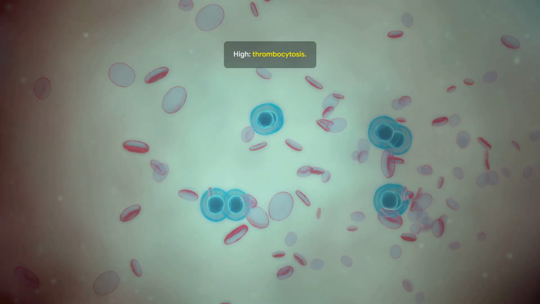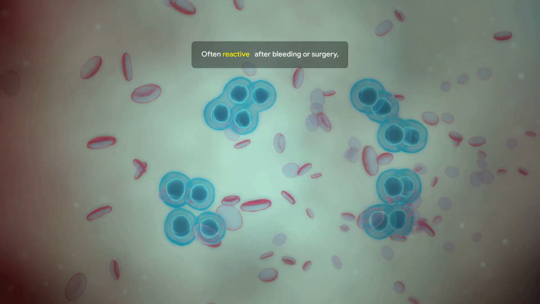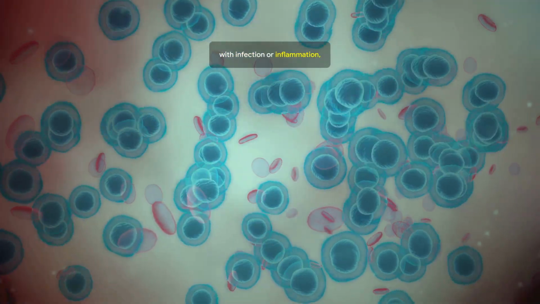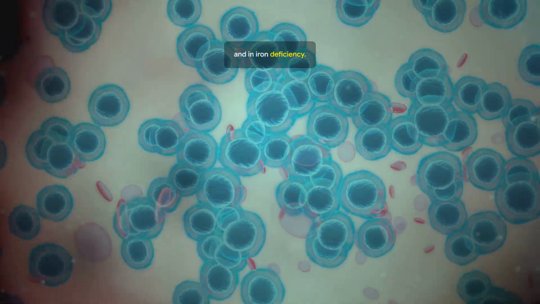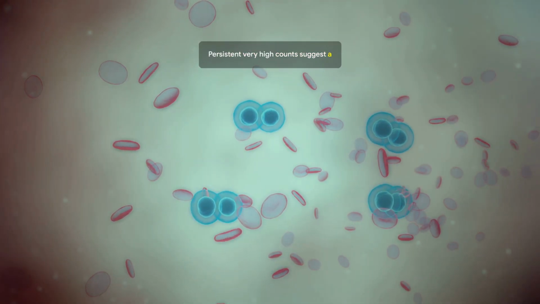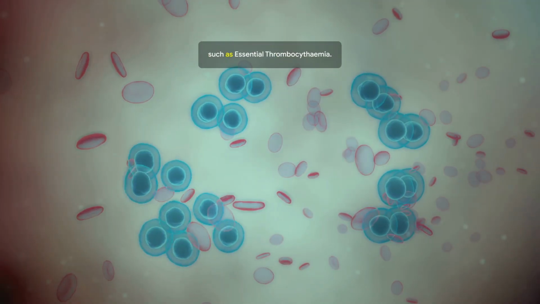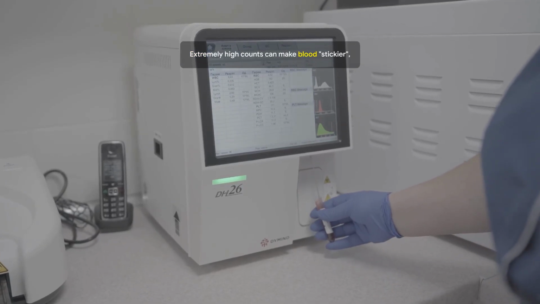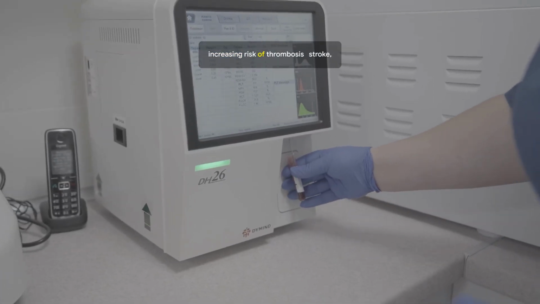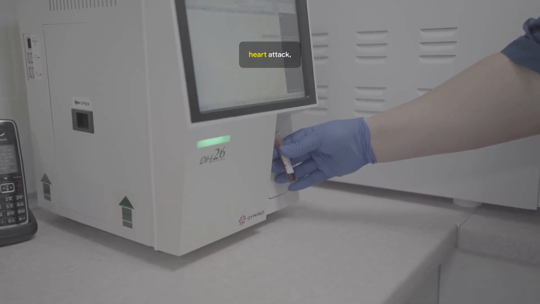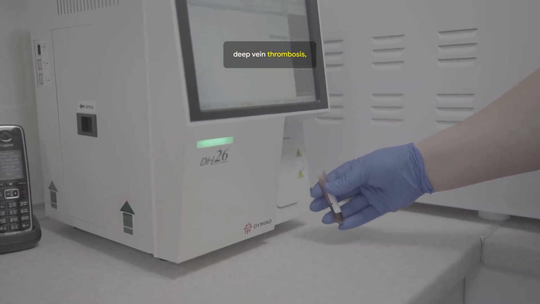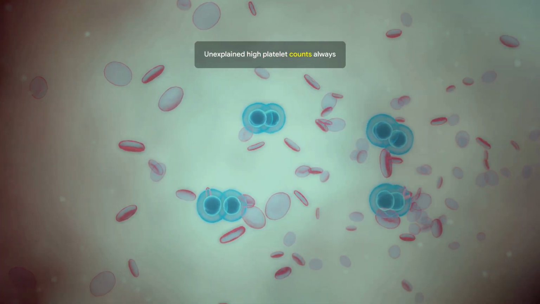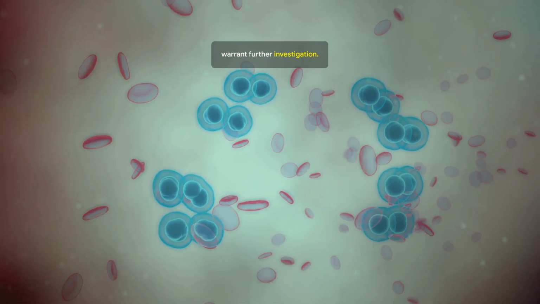High, thrombocytosis, is often reactive, after bleeding or surgery, with infection or inflammation and in iron deficiency. Persistent, very high counts suggest a myeloproliferative disorder such as essential thrombocythemia. Extremely high counts can make blood stickier, increasing risk of thrombosis, stroke, heart attack, deep vein thrombosis, or pulmonary embolism. Unexplained high platelet counts always warrant further investigation.